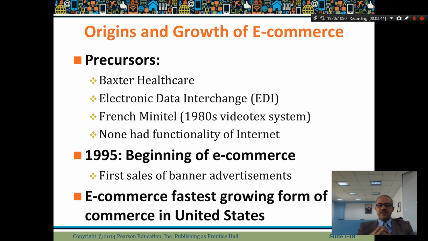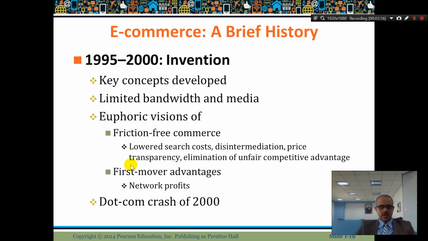And then 1995, the beginning of e-commerce and its first sale of banner advertisements. First time we were sold in 1995. And e-commerce is the fastest growing form of commerce in the US and the world now. 95 to 2000, we had the invention. Key concepts developed, limited bandwidth and very little media. And it was euphoric, with visions of friction-free commerce and first mover advantage.